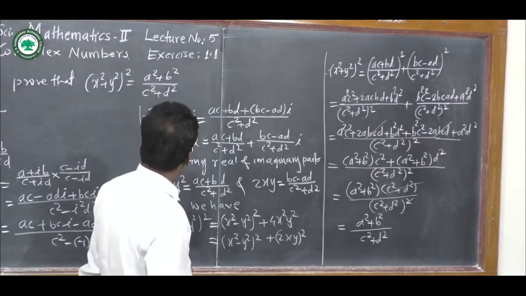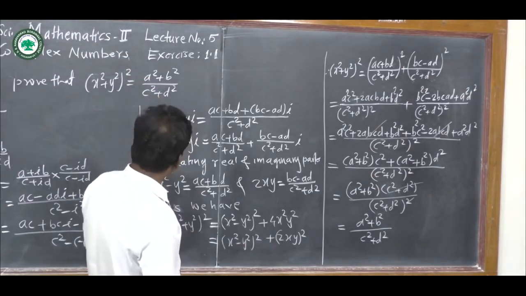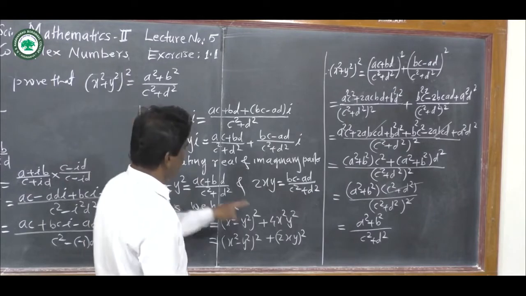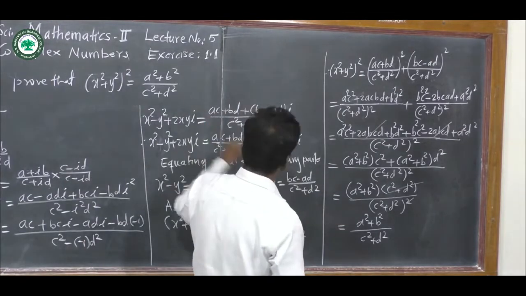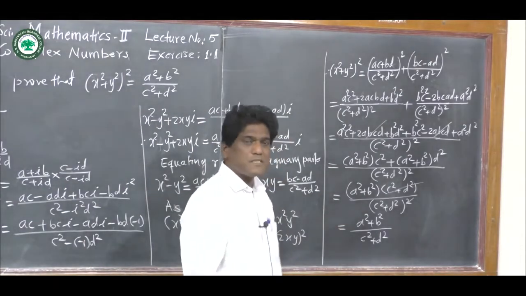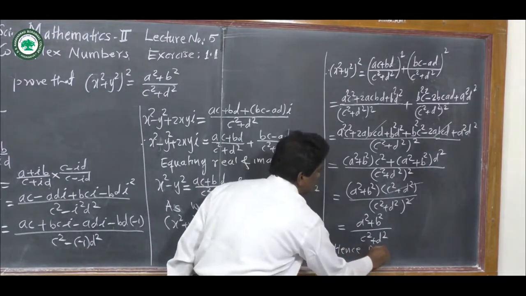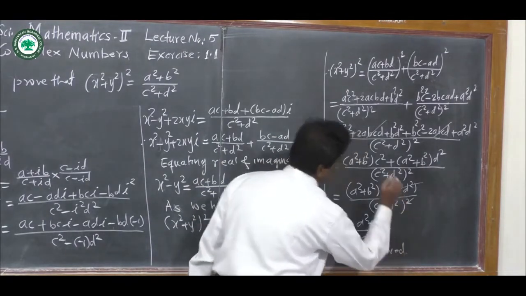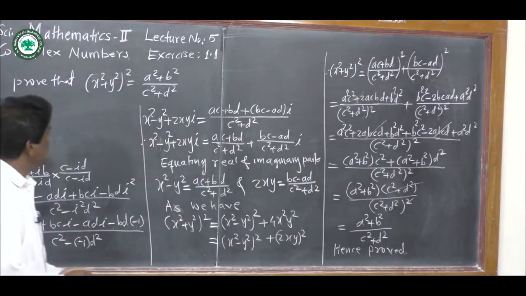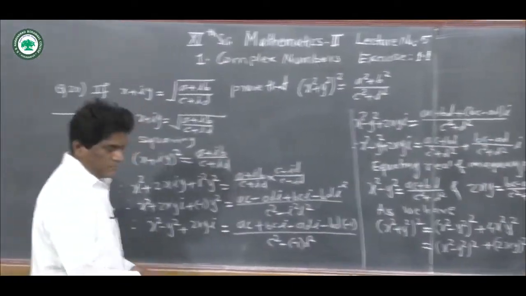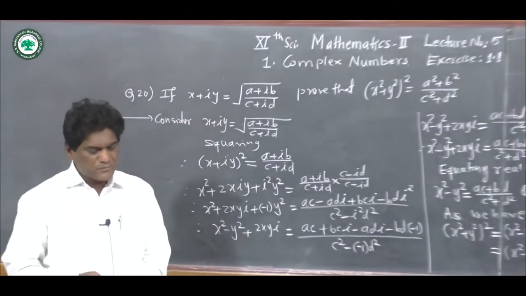So hence we have proved x square plus y square to the square is equal to a square plus b square upon c square plus d square. Hence proved. So in this way we have completed the 20th problem. Now the 21st problem.